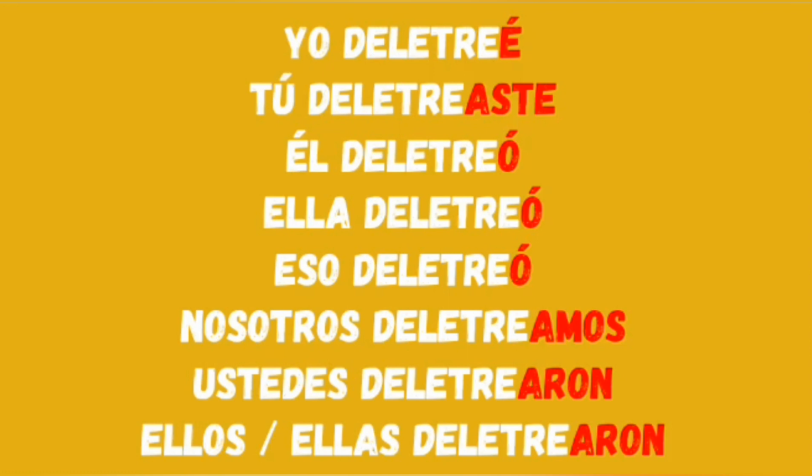And then to say they spelled, if you're talking about a group of boys, you have to say ellos deletrearon. And if you want to say the same, but you're talking about a group of girls, you have to say ellas deletrearon.